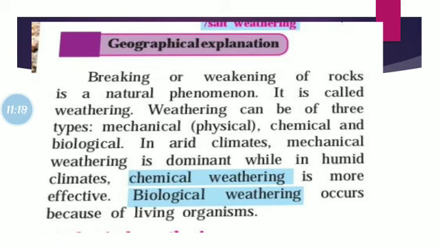See, breaking and weakening of rocks is called weathering. In a dry climate, we see mechanical weathering. It is the dominant, meaning main, type of weathering. Then in the humid climate, where the humidity and moisture are more, we see chemical weathering happening. And because of living organisms, meaning human beings, animals, plants, biological weathering is happening.